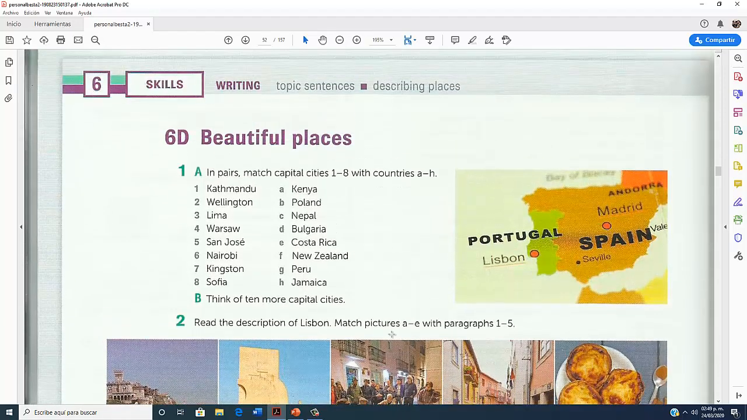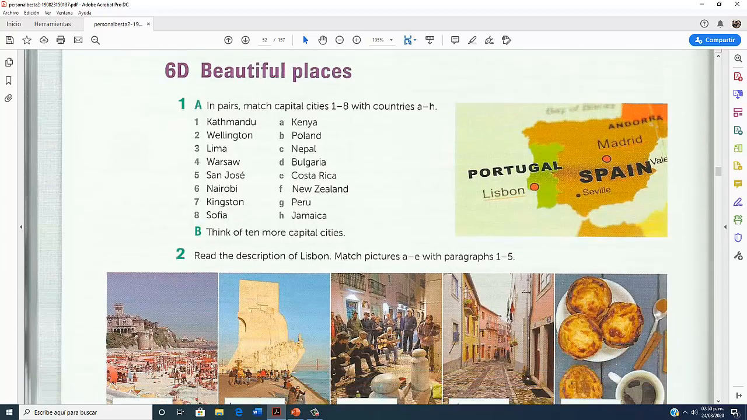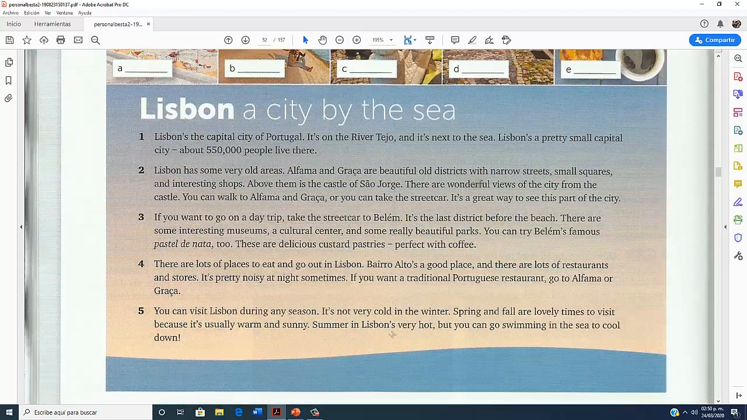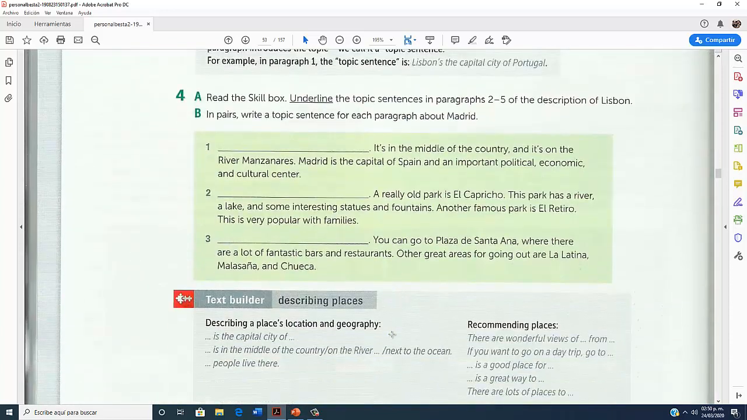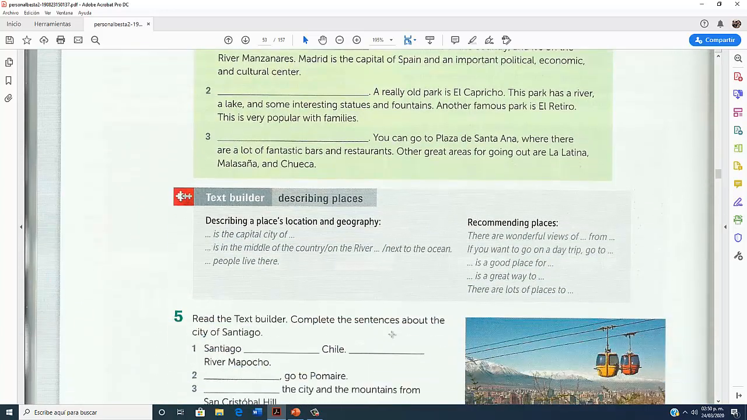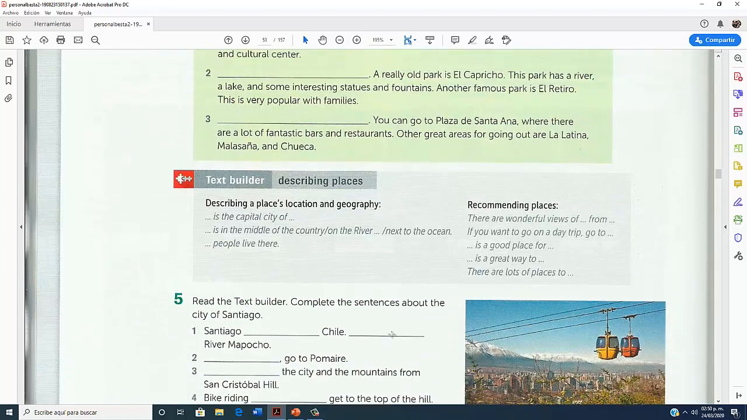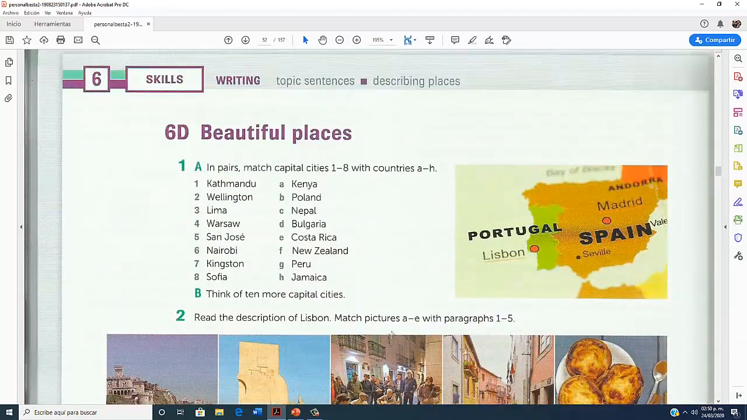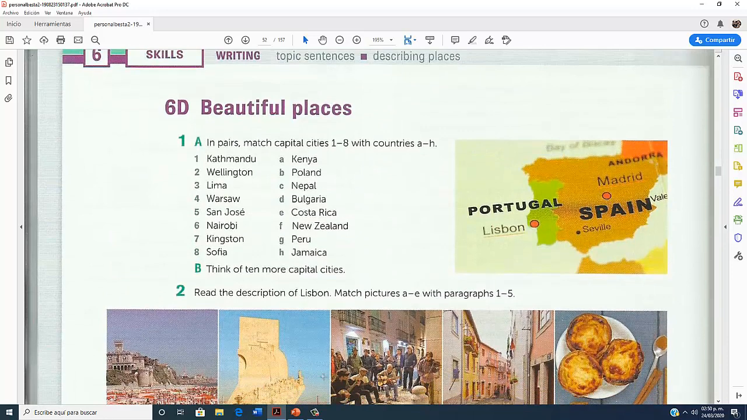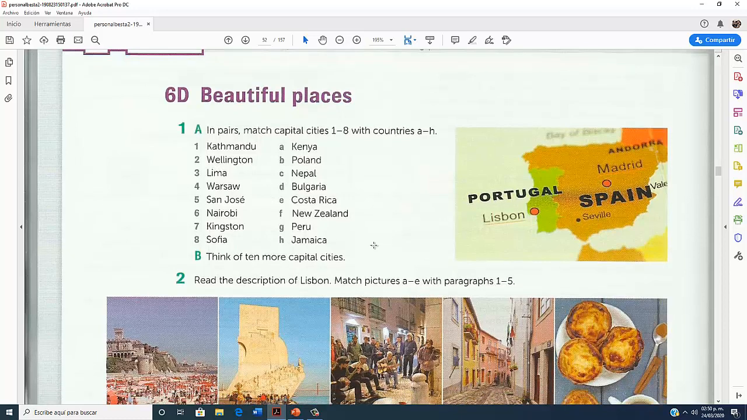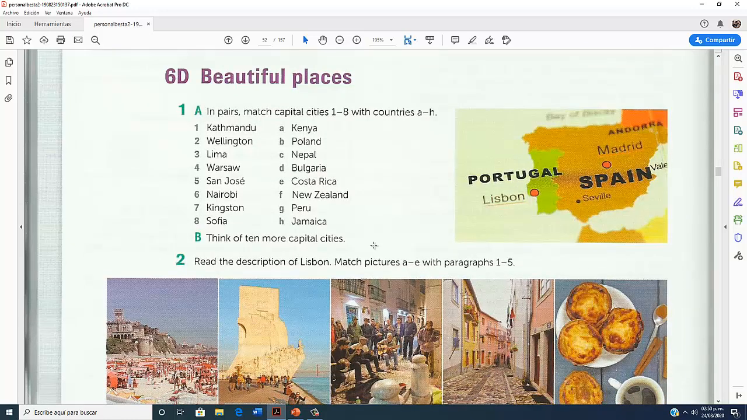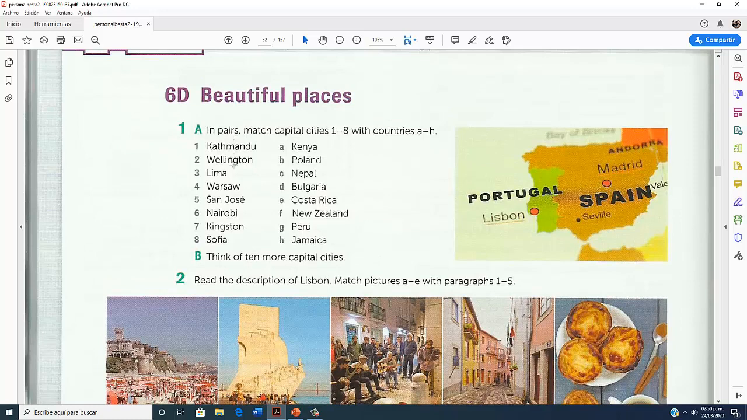This is just writing. So here it says we are going to match the capital cities with the countries. We are going to read this. We are not going to do this writing because we did a writing before, the writing about the email, no? So we are just going to read it to finish with this activity, yeah? Here it says match the capital city with the corresponding places. At this moment, I have no idea where the capitals of these places are, like we have Kathmandu, Wellington, Lima, Warsaw, San Jose, Nairobi, Kingston, and Sofia.